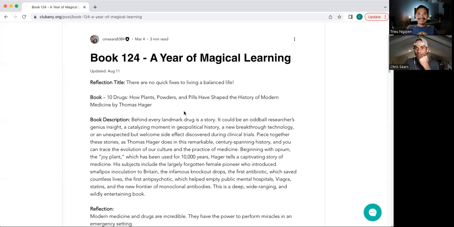So on to the reflection. I would actually highly recommend this book. My dad loves books like this as well. He was looking for a recommendation one day, and I told him about this one, and he won't stop talking to me about it. We were out on the golf course the other day, and he brought it up multiple times: you remember how in 10 Drugs, blah blah blah. It was a fun conversation, because it was really informative.